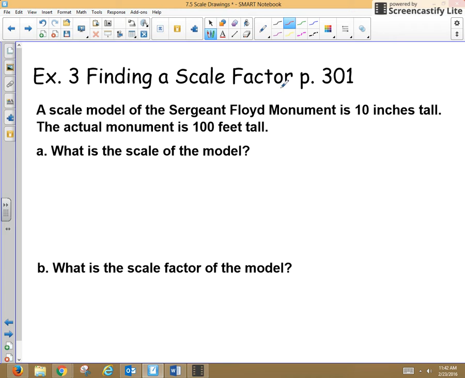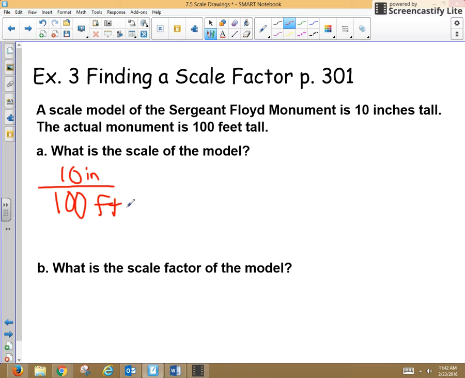Example 3 is finding a scale factor, and this is found on page 301. A scale model of Sergeant Floyd Monument is 10 inches tall. The actual monument is 100 feet tall. What is the scale of the model? So the model is only 10 inches tall. It's very short. They're small. But in real life, it's 100 feet.